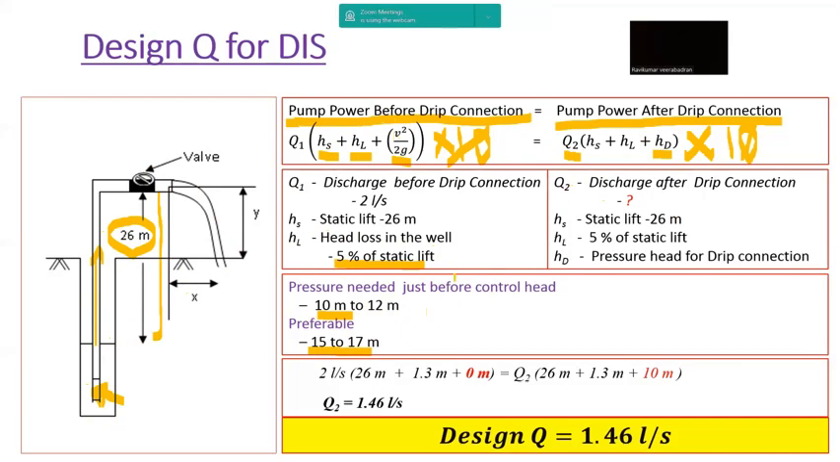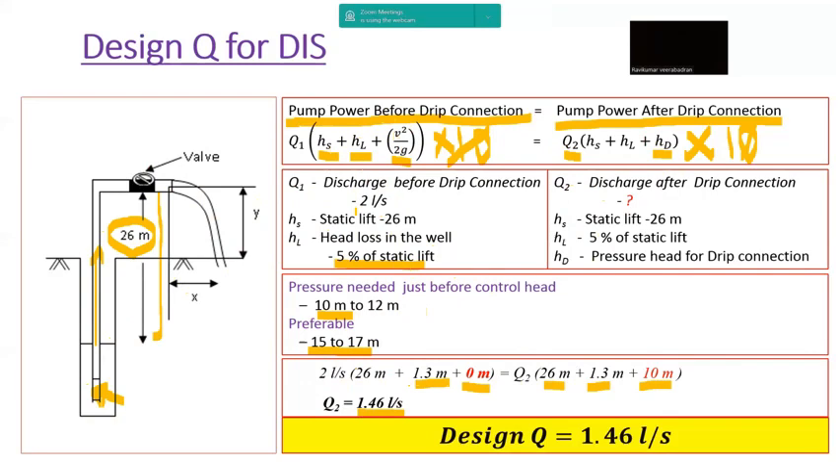So let us take a data in which HS is 26 meters, HL is 5% of 26, which is 1.3 meters, and V squared by 2G we will assume as 0. And Q2, again HS is 26 meters, HL is 1.3, and we will take a minimum of 10 meters. So if we substitute the data for all the variables, we will get Q2 to be 1.46 liters per second.